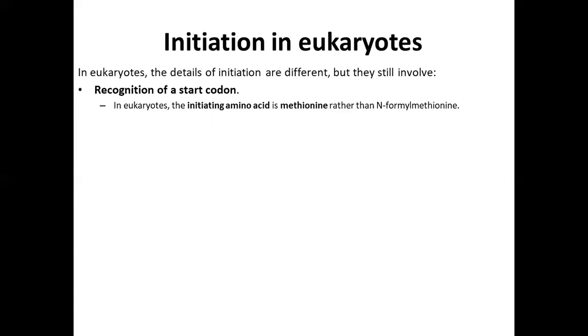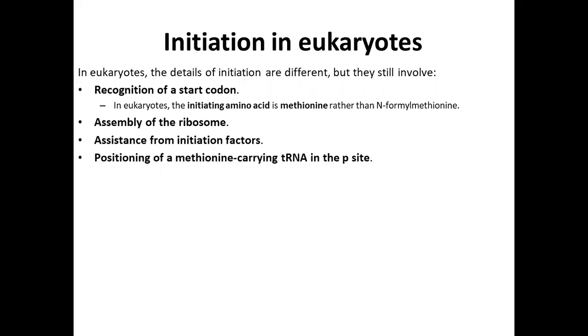When we look at initiation in eukaryotes, it's quite a bit more complex than in prokaryotes. However, it still involves recognition of a start codon. In eukaryotes the start codon codes for methionine, while in prokaryotes it codes for N-formylmethionine. We still have the assembly of the ribosome, so the ribosome has to come together, and we have the assistance of initiation factors as well. And we also have the positioning of the methionine-carrying transfer RNA in the P site.